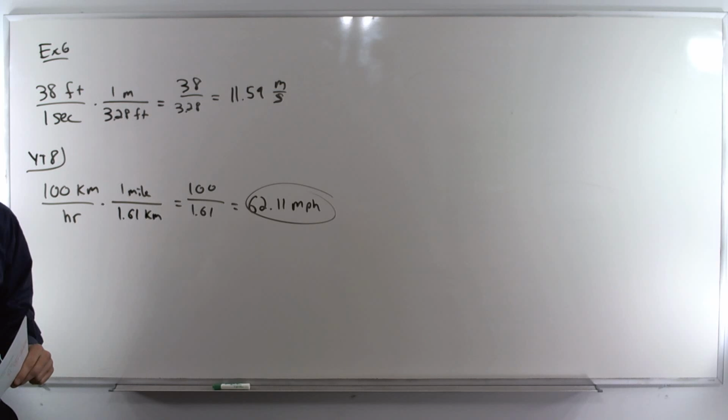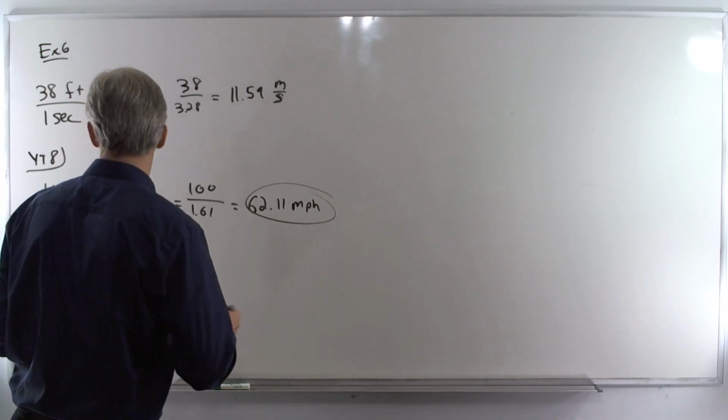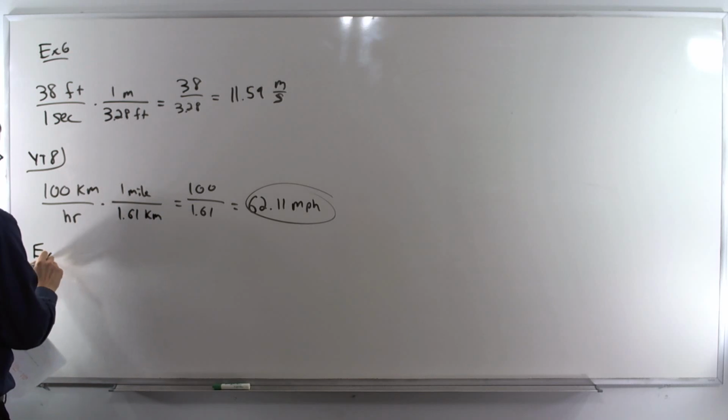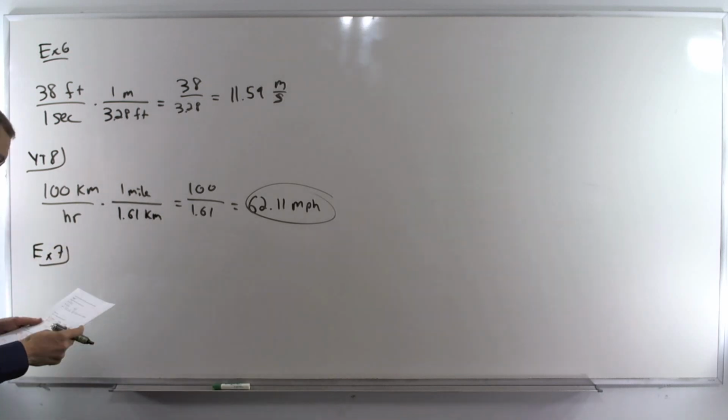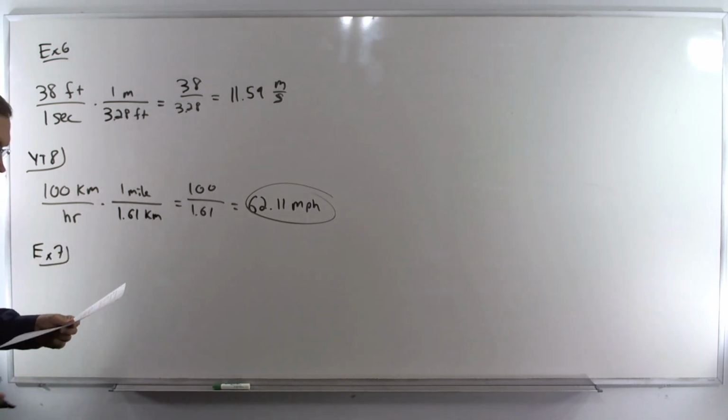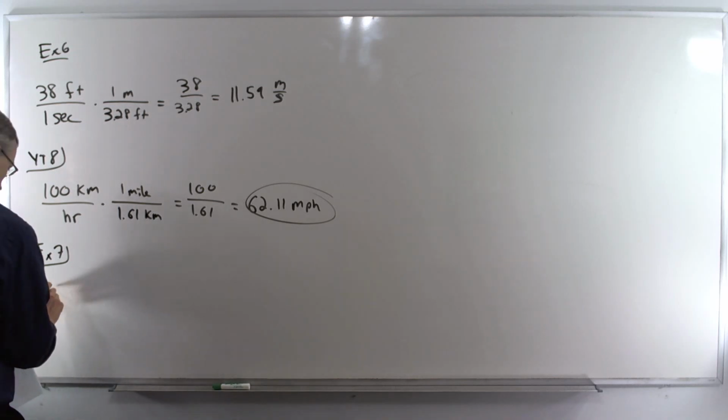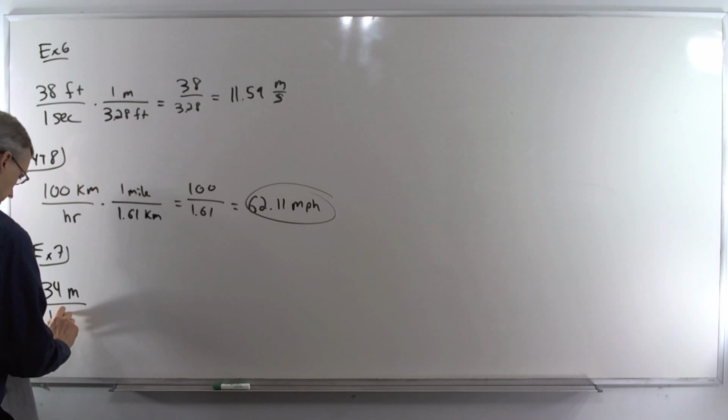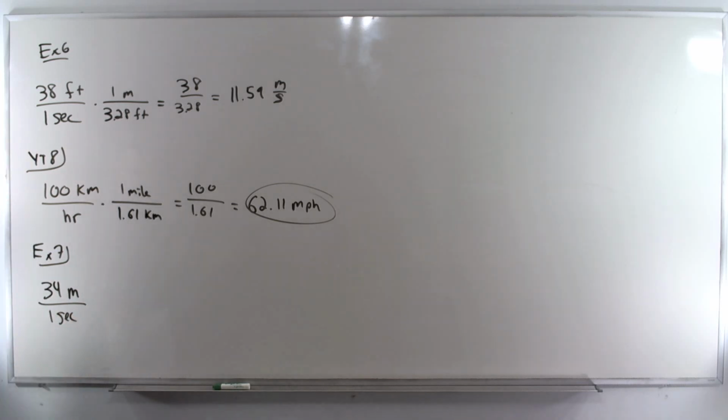Now with some rate problems, both the top and bottom units need to be converted. So with example 7, we're going to go from meters per second to feet per minute. So 34 meters per second, write that as 34 meters over 1 second. Sometimes the 1 is omitted, and you just write second. Everybody knows it's just 1.